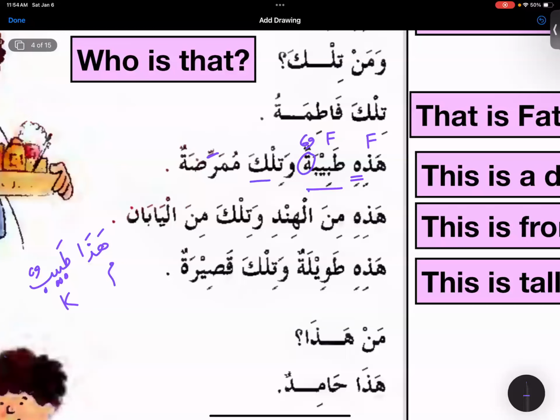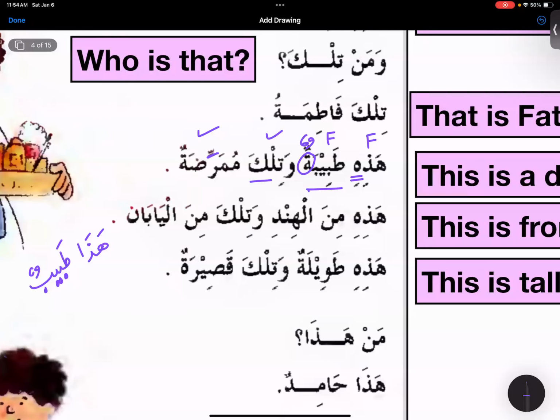What about tilka? Is tilka feminine or masculine? It's feminine. If you use zalika, then the word after it is masculine, so we would say mumarridun. So if we are using the masculine pointer, then the ism after it should be masculine. And if we are using the feminine pointer, then the ism after it should be the feminine version.